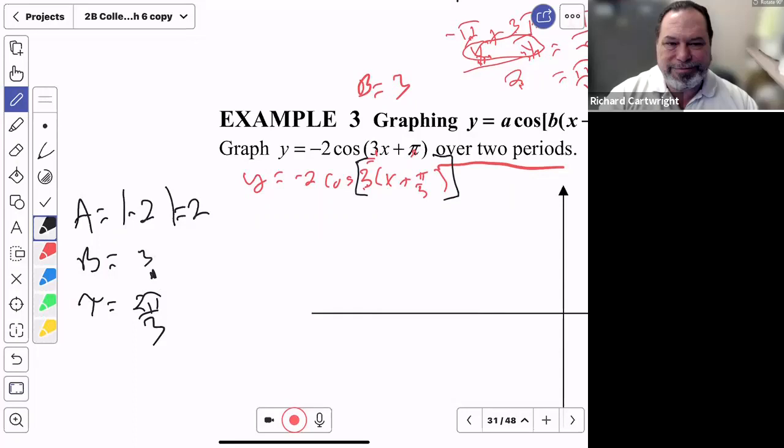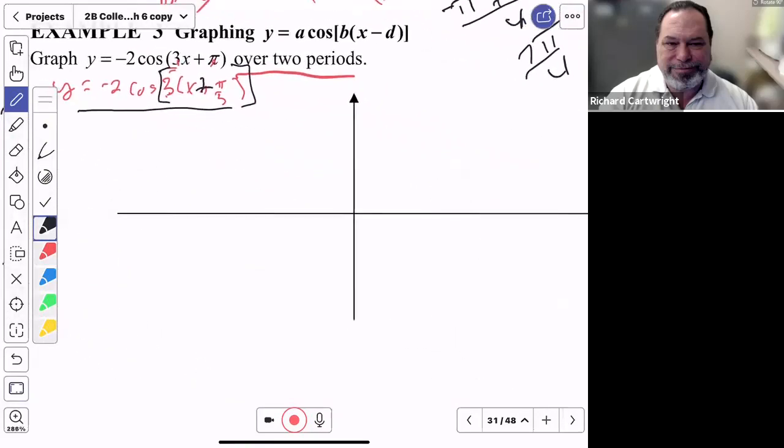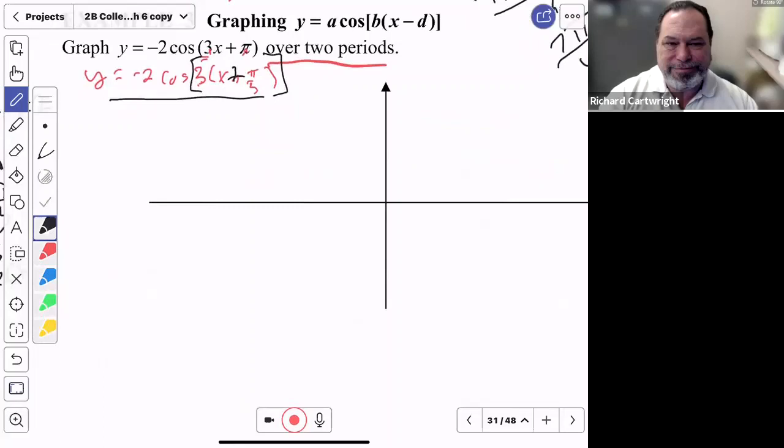What else do I need to know? It shifts left or right. Look at this one right here. It's a plus sign here, so it shifts left, pi over 3. That means it's negative pi over 3 because normally it starts at 0. Okay? So I'm going to call this negative pi over 3 starting out. And I'm going to make my horizontal lines.